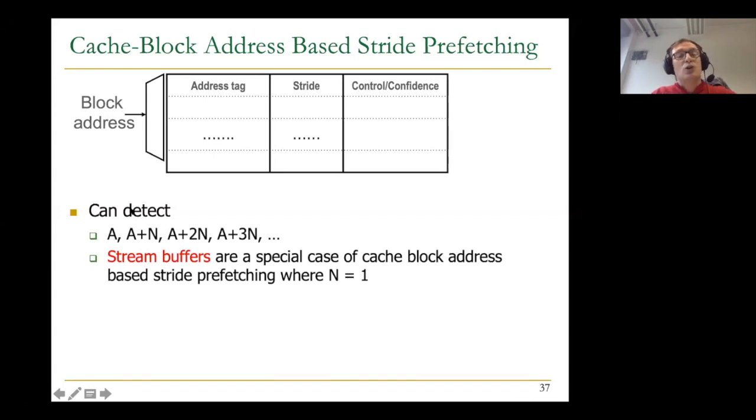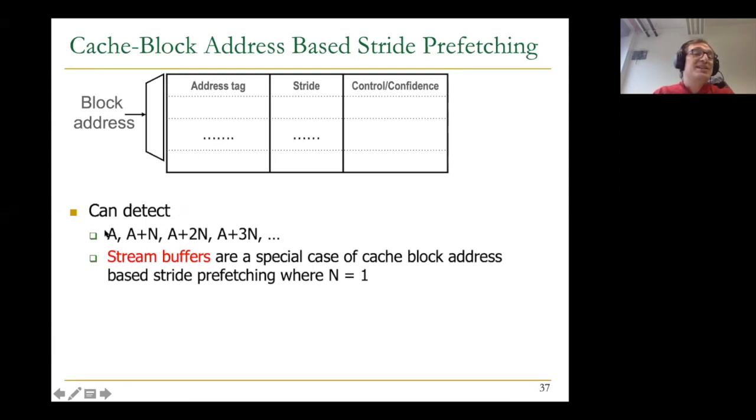So the previous one exploits instruction-level strides, instructions accessing address A plus N, A plus 2N, etc., whereas some other instruction accesses address B, B plus M, B plus 2M, B plus 3M, etc. And you're distinguishing between them. But another approach is looking at just memory block addresses, not taking into account the program counter.